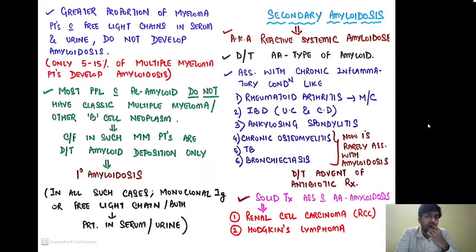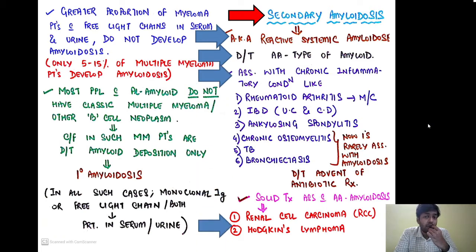Now moving ahead, we are going to discuss another form of systemic amyloidosis, that is secondary amyloidosis. It is also known as reactive systemic amyloidosis, and it is basically because of deposition of AA type of amyloid. Remember, it is associated with multiple chronic inflammatory conditions, most commonly rheumatoid arthritis, inflammatory bowel disease and ankylosing spondylitis. So these three are the most common, and out of them rheumatoid arthritis is the most common variety.